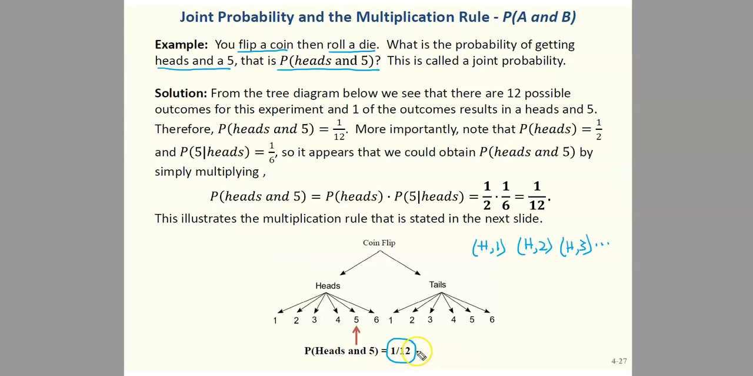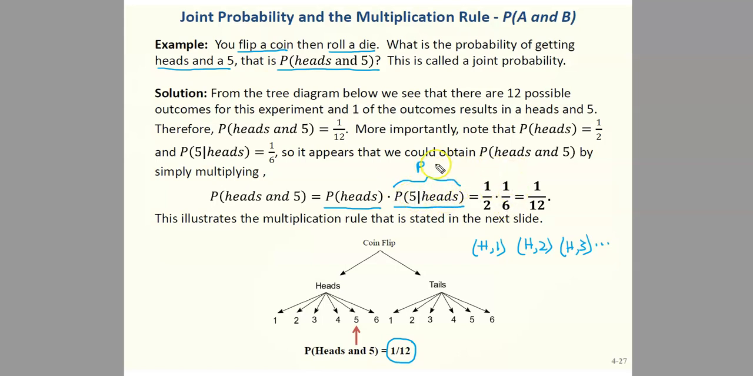Now that's not the end of the story here. You see, we want to find an easier way to calculate this than going through this tree diagram. That's what the multiplication rule is going to do for us. Well, up here, take note that this 1/12 can be written as 1/2 times 1/6. And it's interesting to note that the 1/2 is your probability of getting a heads when you flip a coin, and the 1/6 is the probability of getting a 5 given that the heads occurred first when you roll the die. Now, you might wonder why we use this conditional probability here.